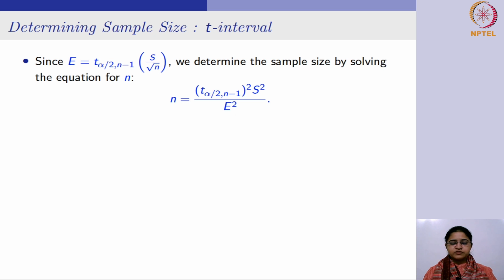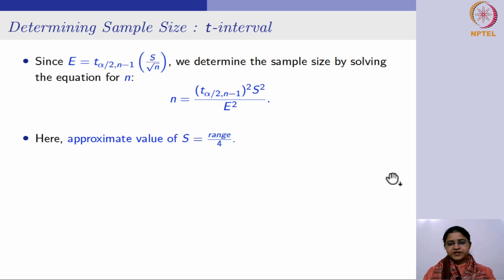If you recall from the previous one, what is the difference over here? z alpha by 2 is replaced by t alpha by 2 at n minus 1 degrees of freedom, and sigma, which was known there, is replaced by s in this case. The rest is the same. We know that s can be approximated by taking range by 4, as we have discussed earlier. Also note that n is present in t alpha by 2 at n minus 1 degrees of freedom also. You have to solve for n only. Now how to deal with this?